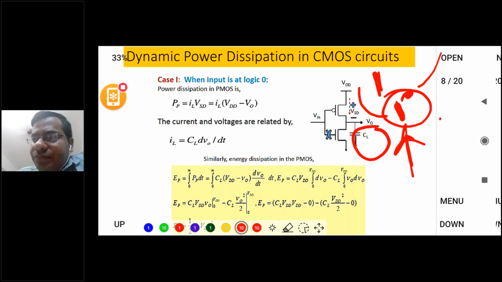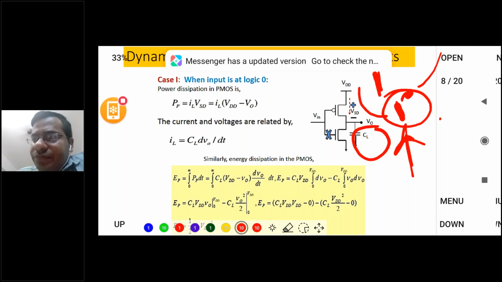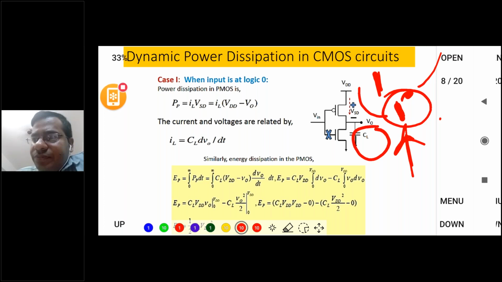Every digital circuit actually works on only logic 0 and logic 1. Now that same behavior you analyze here. Now we go for the energy dissipation. How to calculate the energy dissipation? If you put this value here, your power dissipation is complete.